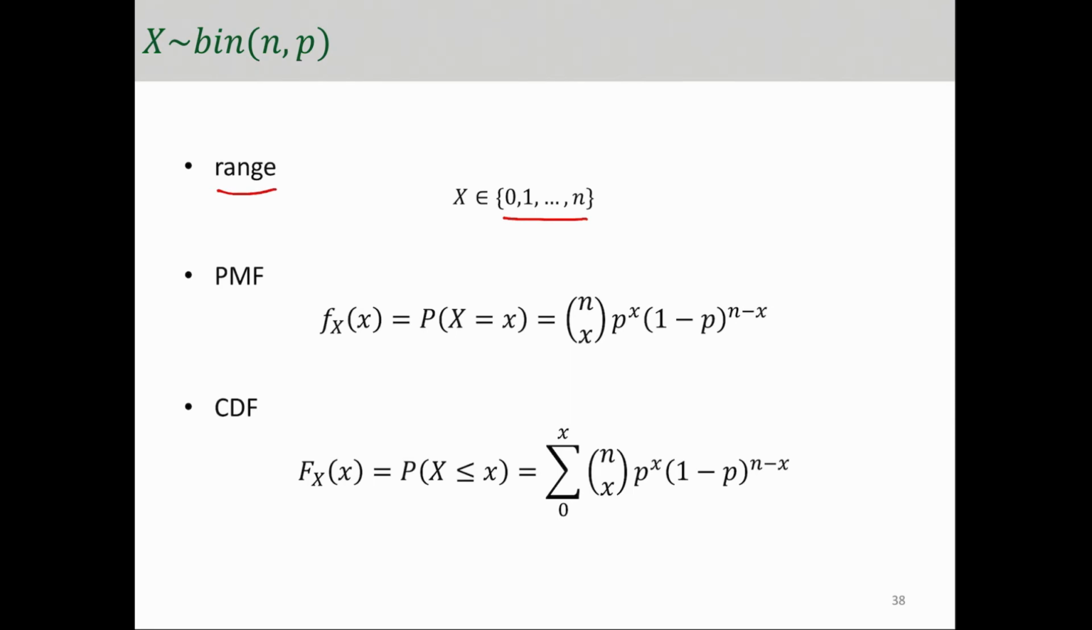What's the PMF of binomial random variable? Essentially, the formula that you can calculate probabilities for binomial is here. And this piece here is binomial coefficient. And the CDF is probability of X less than or equal to x. That's a summation over PMF from 0 to x. So this x is this one.